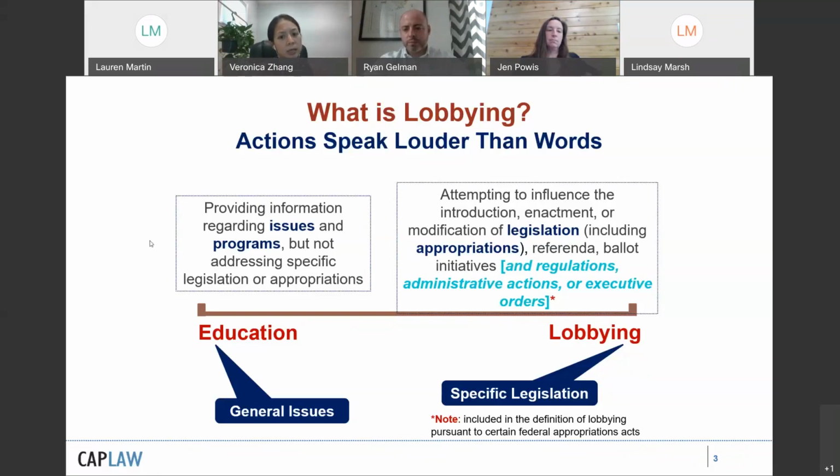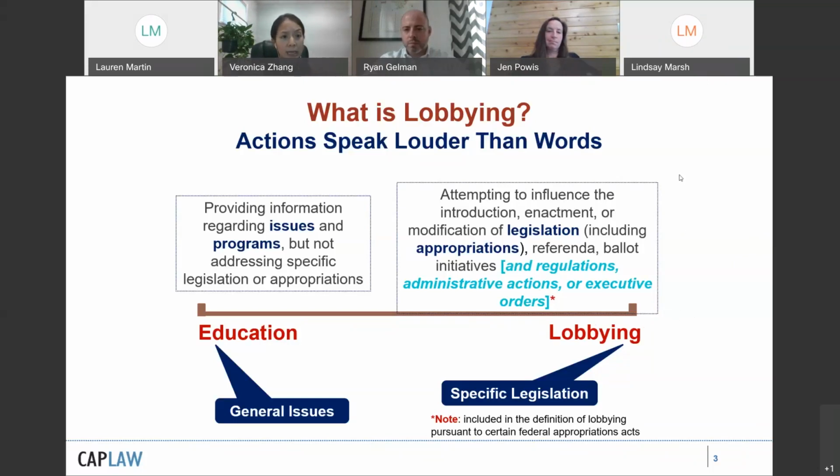And these are regulations that are passed by agencies, whether at the federal, state, or local level, administrative actions that are taken by those agencies, and then something that's been in the news often is executive orders, whether that be signed by your state governor or by the president. We put these in brackets because it depends on the statute that you're looking at and the rules that govern your funding source, but some rules define lobbying and legislation as including these types of provisions.